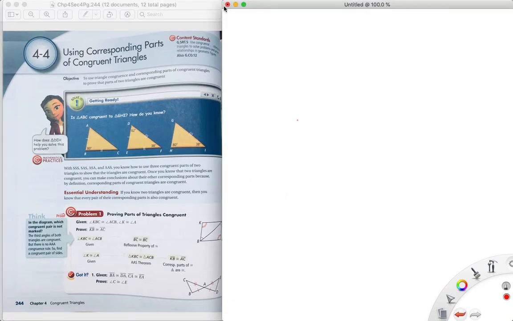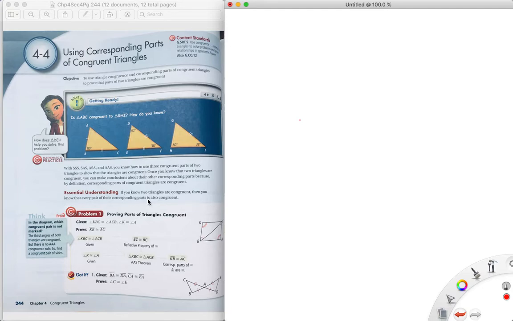Alright, so this is 4-4-4-5: CPCTC and isosceles triangles, equilateral triangles as well.